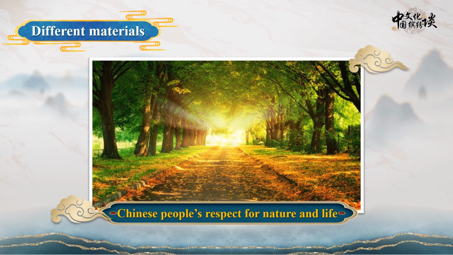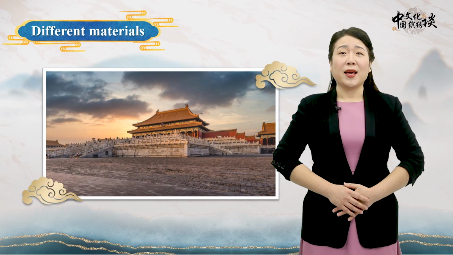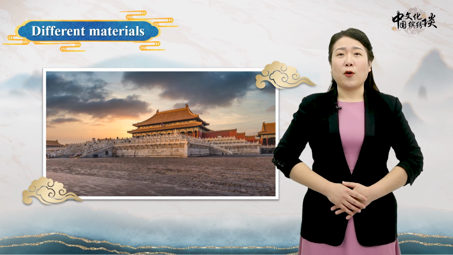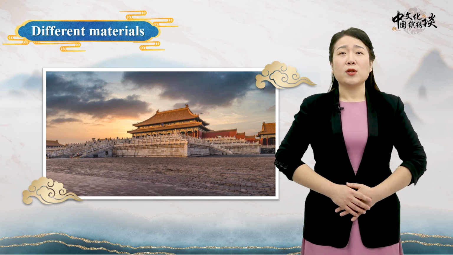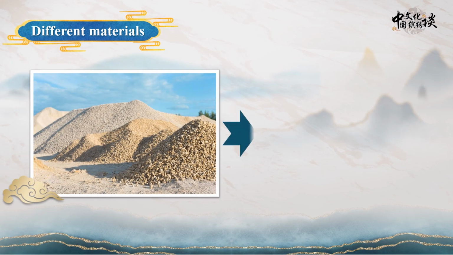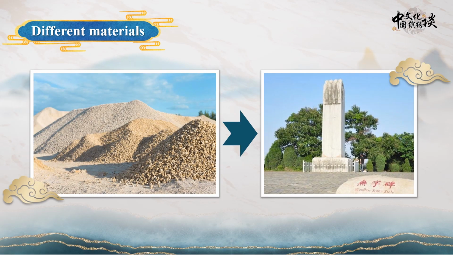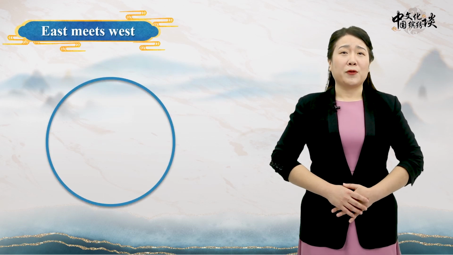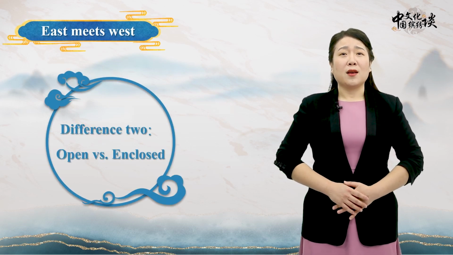Another reason might be the respect that Chinese people hold for nature and life. According to Chinese belief, wood symbolizes life and therefore is used to build houses for the living, while stone is the material without life and is usually used in China for mausoleums and graves. Number 2, the next major difference we can think of is enclosure.